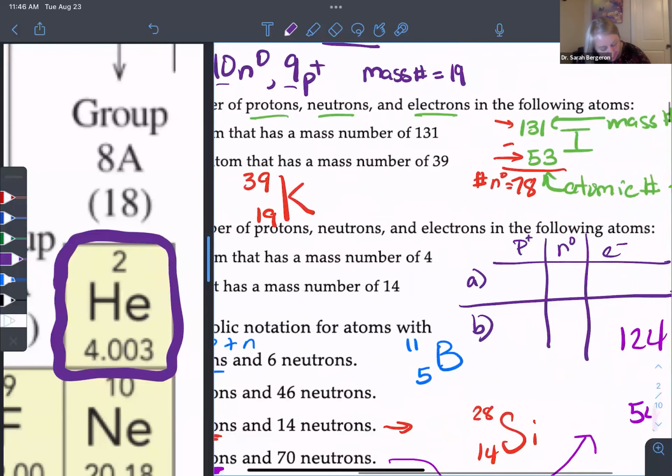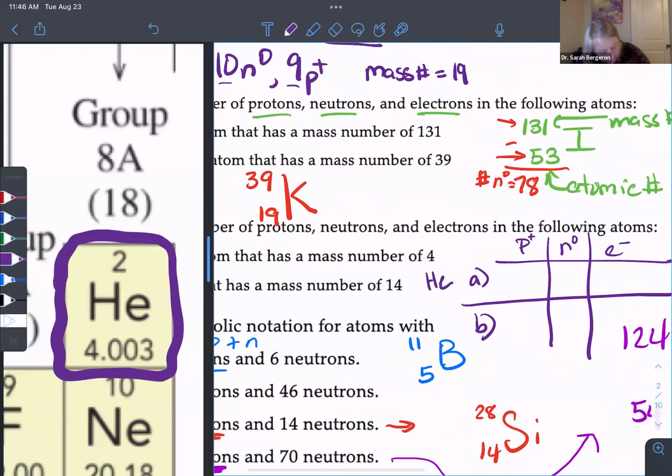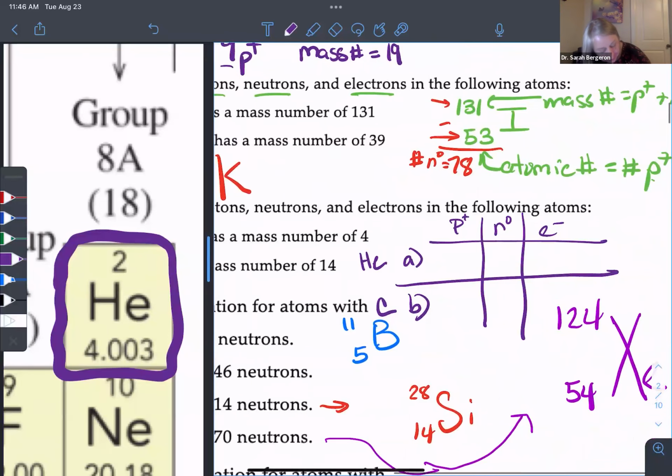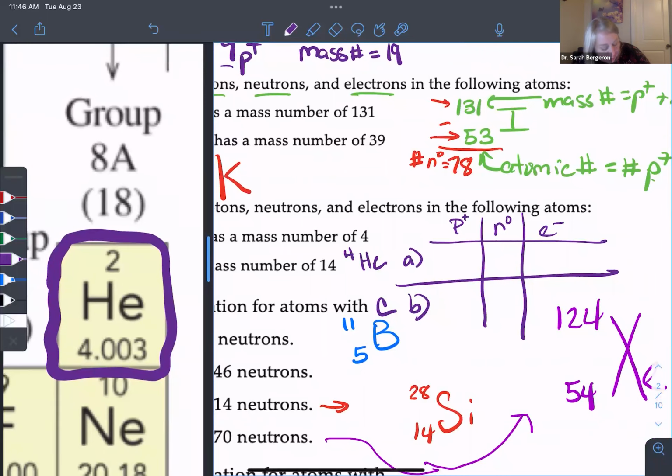All right, so A is helium and B is carbon. Okay, so we said helium has a mass number of 4. I'm going to put that symbol right there at the top. It's a 4. And then I know over here that helium has an atomic number of 2. So I'm going to put it there. So with that symbol, I can answer everything. So my number of protons, I know that that's my atomic number.